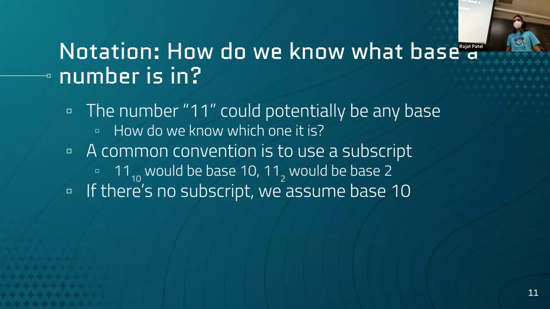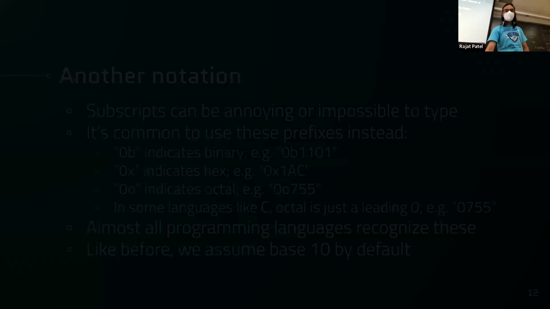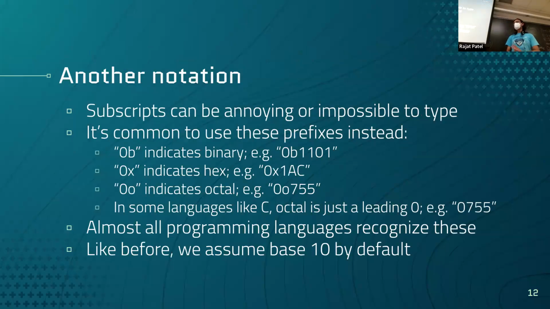So a common convention that's mostly used in math is to use a subscript. So 1, 1 with the subscript 10 would be base 10, and 1, 1 with the subscript 2 would be base 2 or binary. And if there's no subscript, we just assume it's base 10, like a normal number. The issue is that doesn't really work too well on computers, because you can't always write a subscript. Like if you're programming, or if you're sending a text message or something like that, you can't really type a subscript. So it's common to use these prefixes instead.